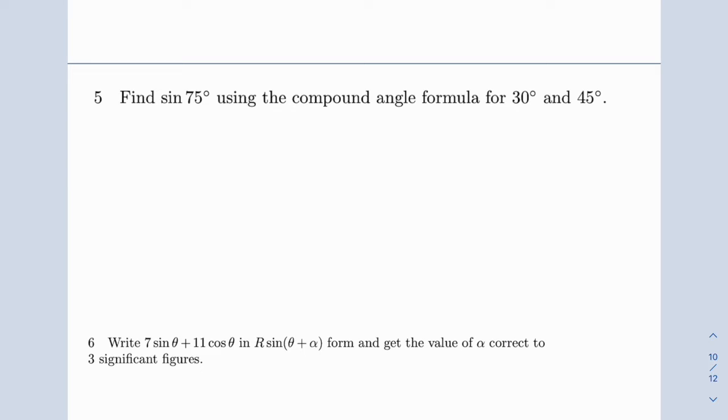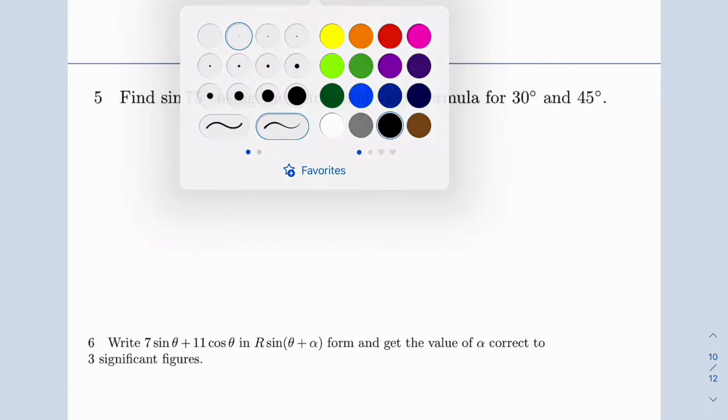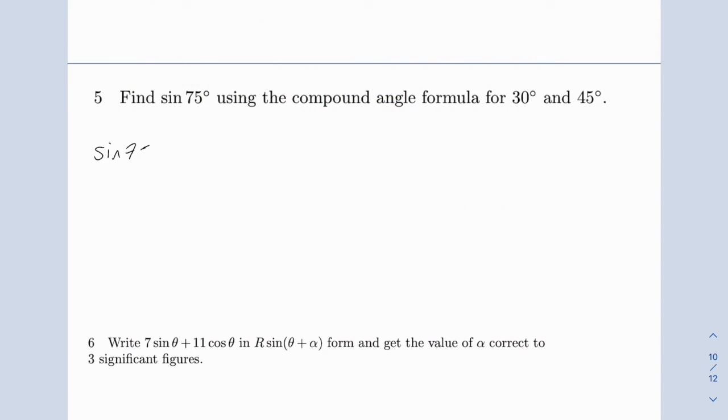Okay, number 5. Find sine of 75 degrees using the compound angle formula for 30 degrees and 45 degrees. If you recall the compound angle formula, I've linked the formula sheet below. Sine 75 degrees, what's that going to equal? That's going to equal sine of 30 degrees plus 45 degrees.